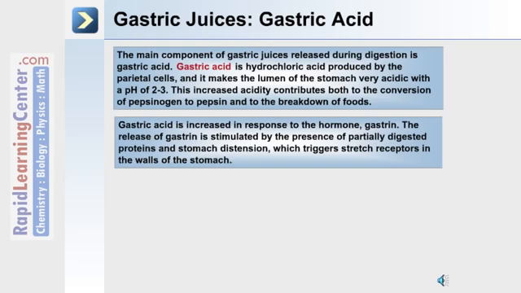Gastric acid is increased in response to the hormone gastrin. Gastrin is stimulated by the presence of partially digested proteins and distension of the stomach wall, which triggers stretch receptors.